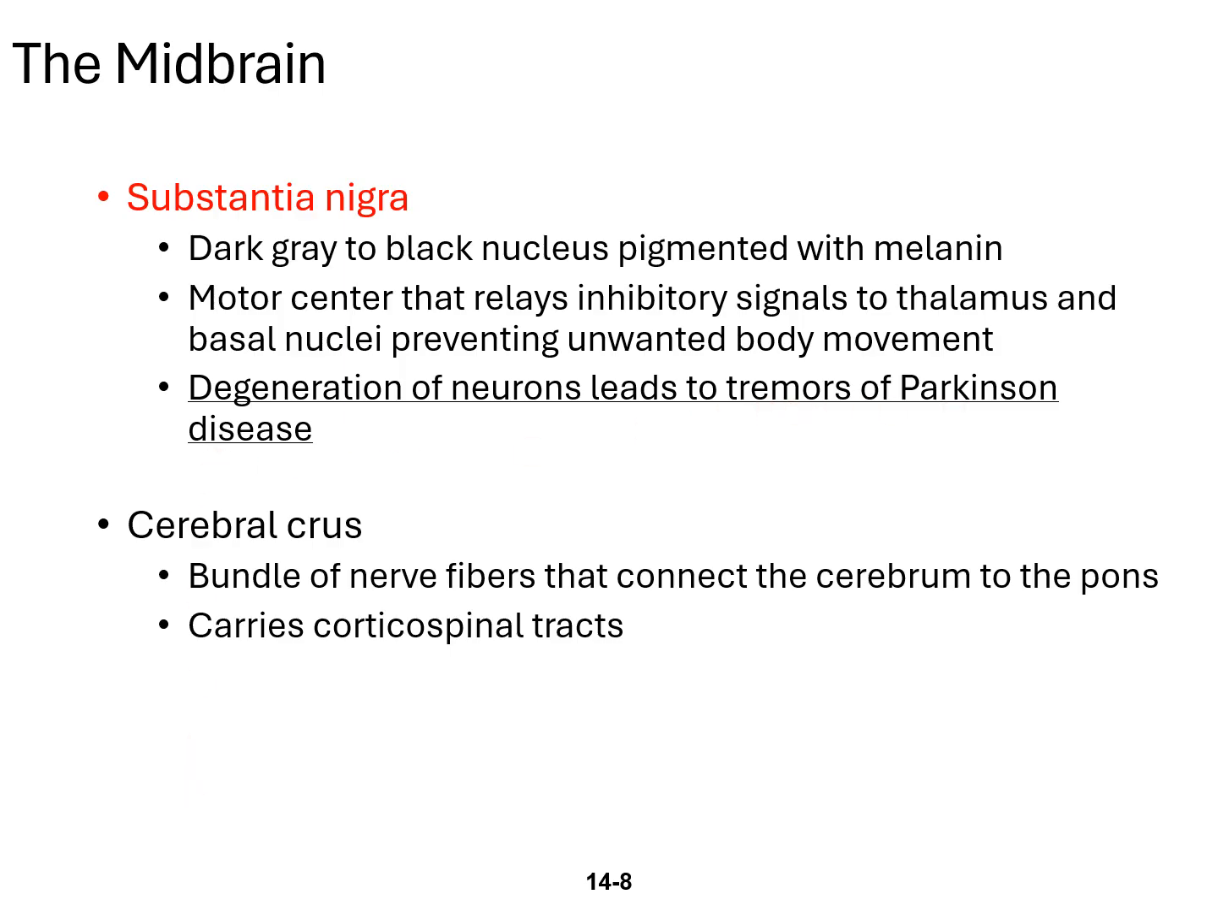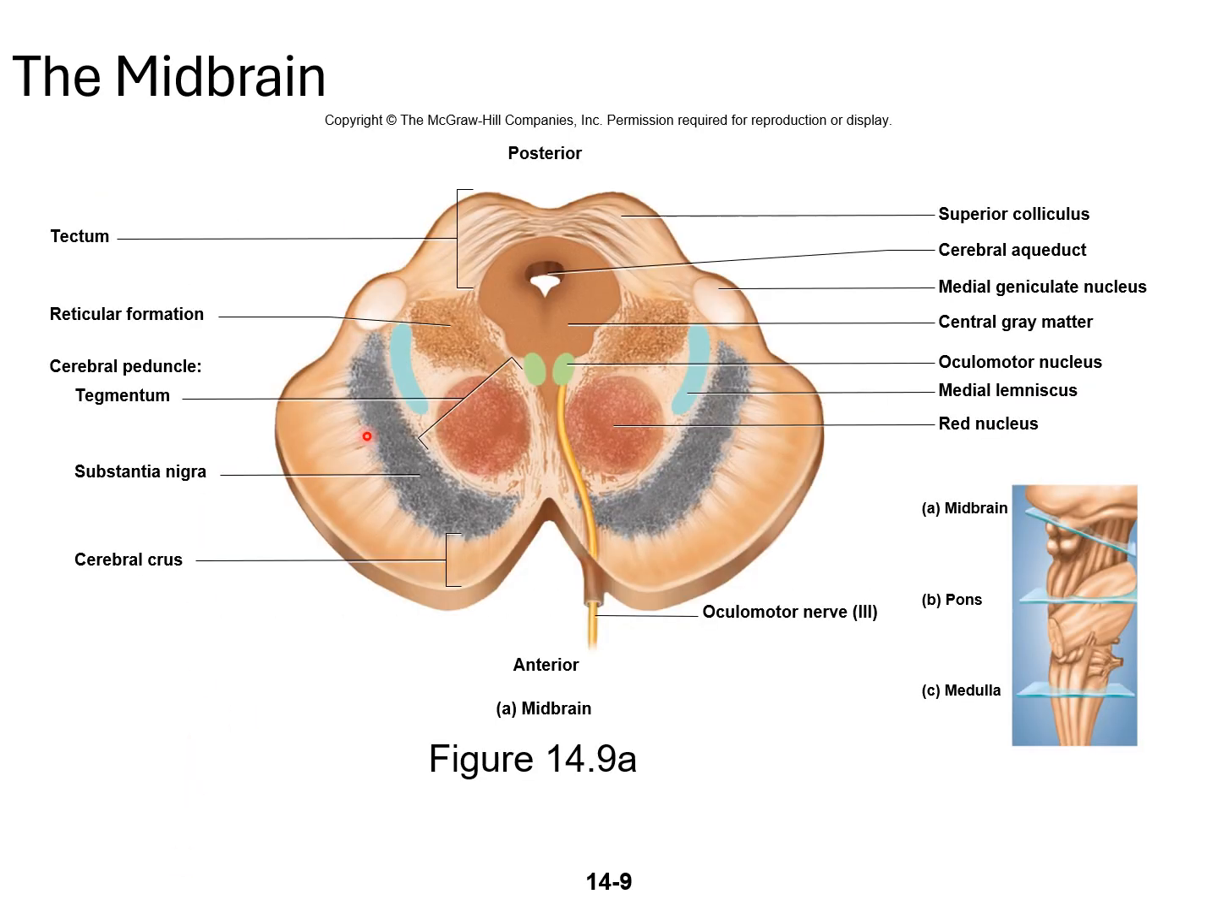So let's take a look at the substantia nigra. If you look at it, it kind of looks like a dark staining area of the brain. So that's what the substantia nigra is, and usually in Parkinson's, this is one of the first areas you start seeing damage.